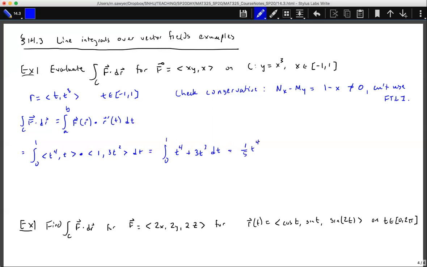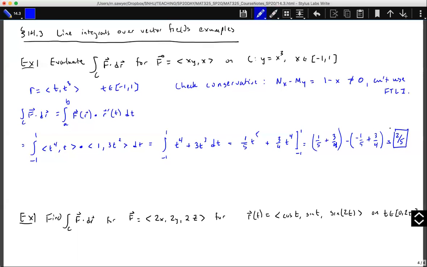1/5 t to the 5th plus 3/4 t to the 4th, evaluated from, not from 0 to 1, from -1 to 1. So we get 1/5 plus 3/4 minus -1/5 plus 3/4. So we get 2/5 as our answer here.